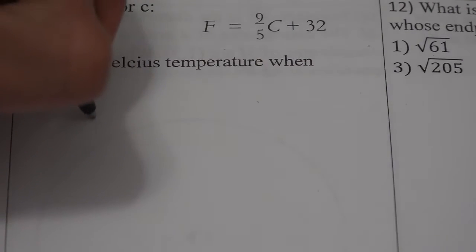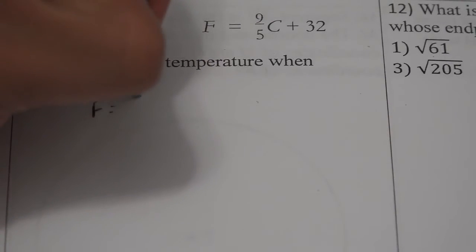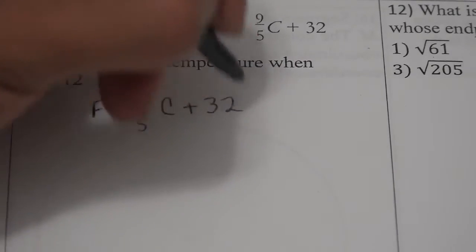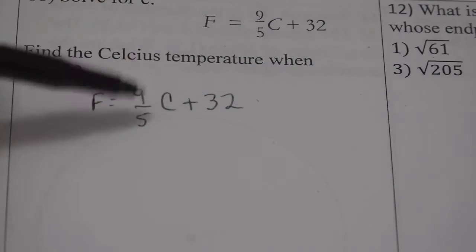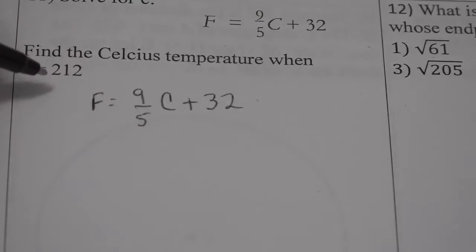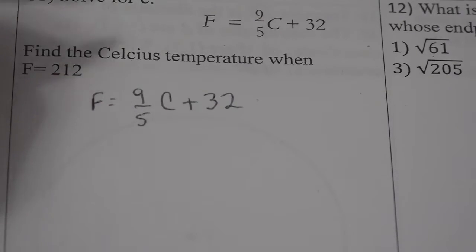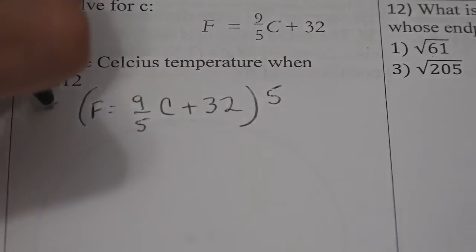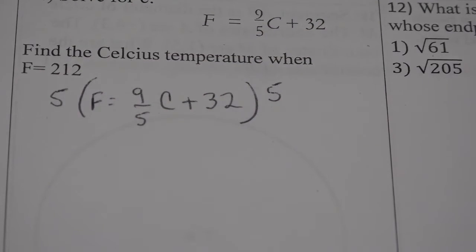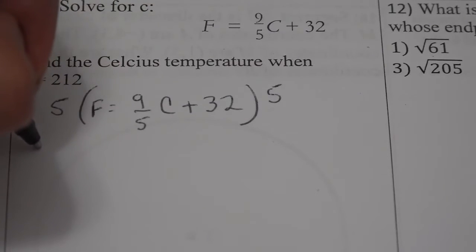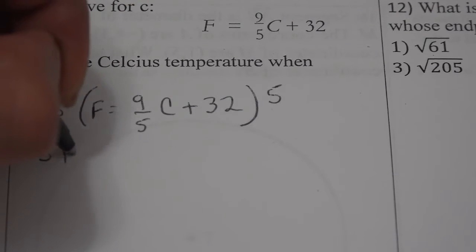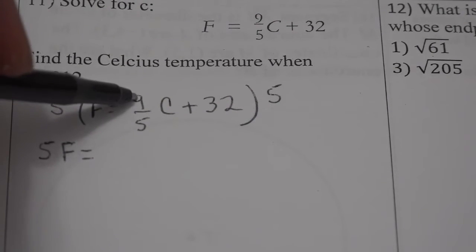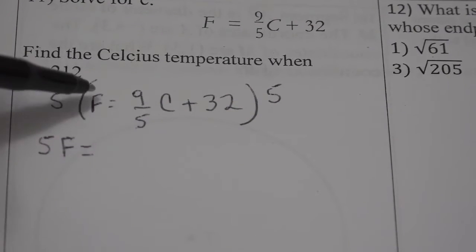So I'm going to rewrite the equation. F equals 9 over 5 C plus 32. Okay. So let's see. Solving for C. So do I have distributive property? No. Do I have fractions? Yes. So I'm going to multiply the whole equation by the common denominator. Okay. That's one thing. So then I have 5F equals, and then 5 times 9 is 45, divided by 5 is just 9.